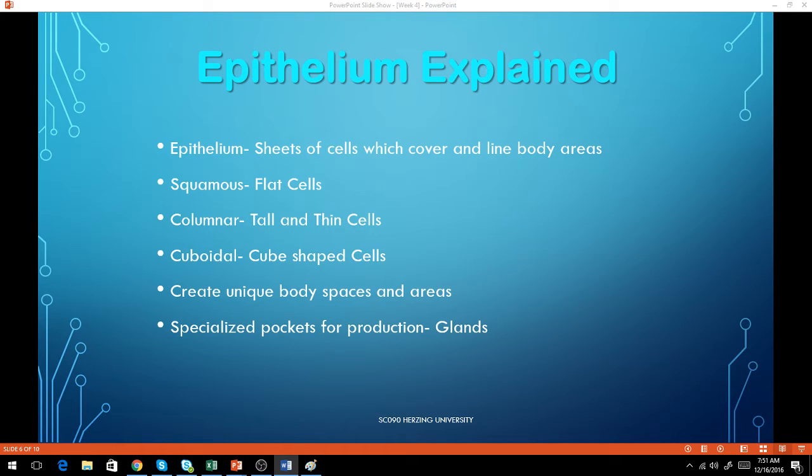Each of these tissue types can be used to create or define unique body areas. They can line cavities or they can separate regions. We can even see specialized pockets or pouches of epithelial cells which create and release body chemicals called hormones. These pockets of epithelium are called glands, and we'll study them in great detail in our studies later for the endocrine system. I want to jump over quickly and do a quick drawing for you of the three types.